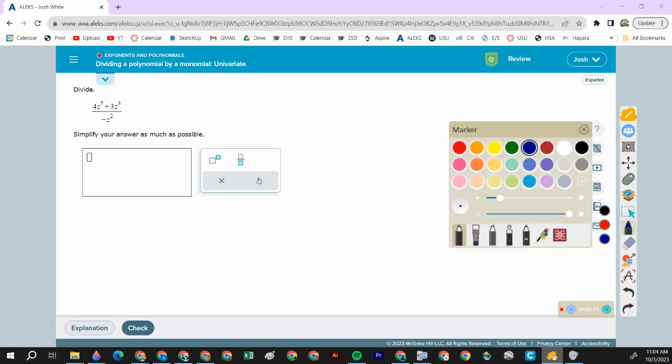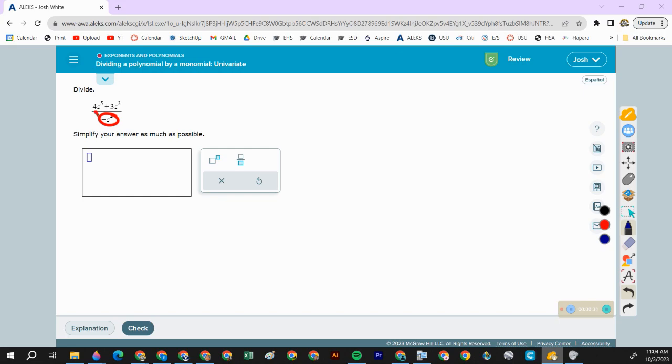So can I take a negative z squared out of both of those? Yes. So 4z to the fifth divided by negative z squared is going to be negative 2z to the third minus 3z. Yeah, that's as far as it'll go. Yeah, that's super easy. Okay.